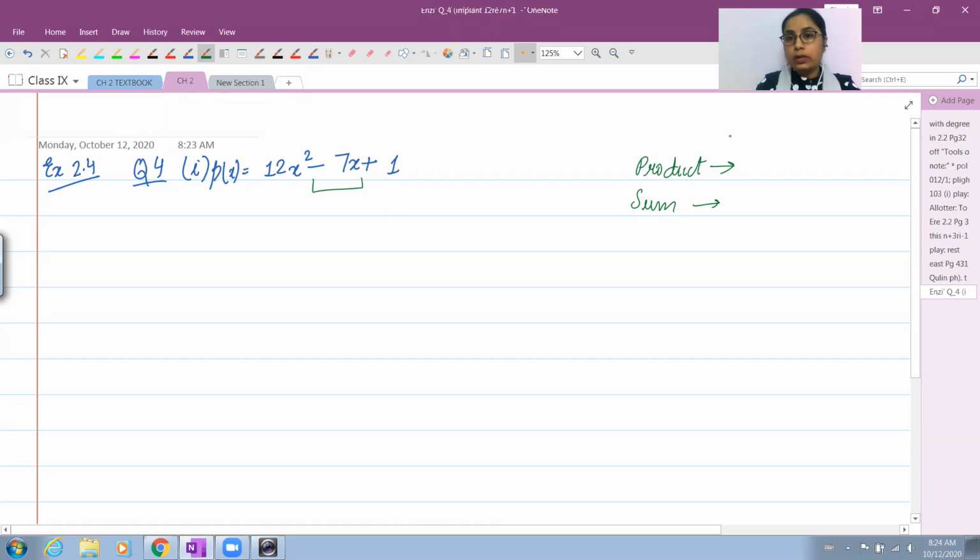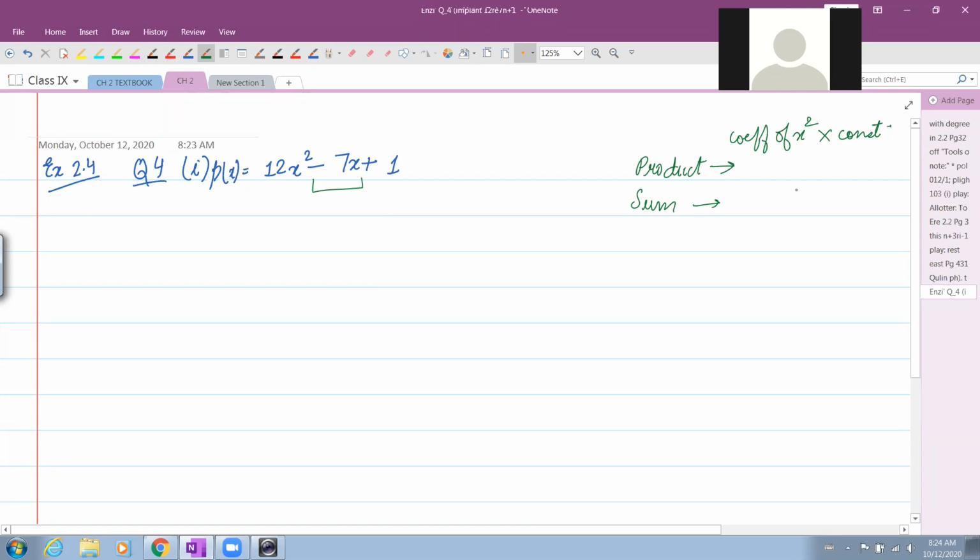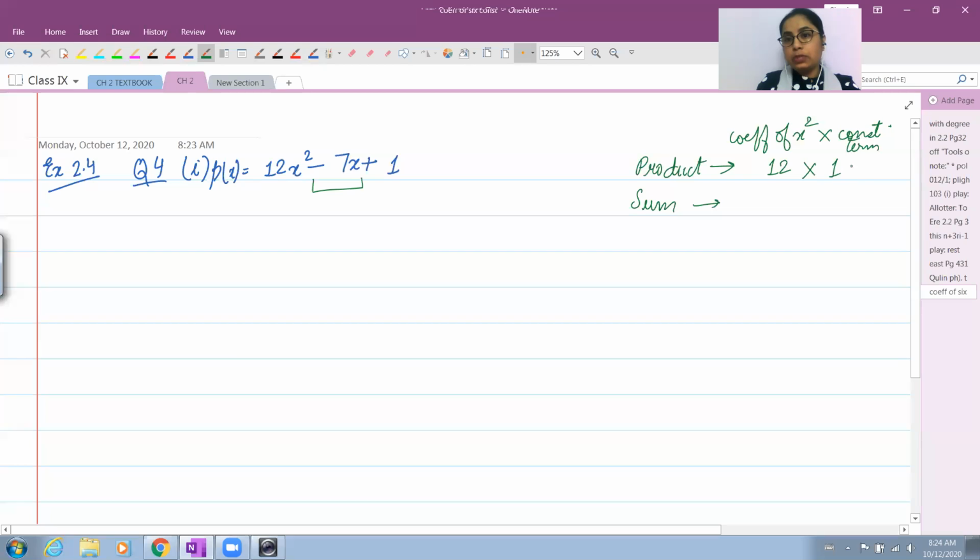So the product is calculated by taking the coefficient of x square multiplied with the constant term, and you have to take them with their signs. So product should be equal to the coefficient of x square, which is 12, multiplied with the constant term, which is 1, and the product becomes 12 here. I am looking for a pair of values, so I'll be looking for the factors of 12. I need a specific pair of factors whose sum should be given by the coefficient of x. That's my middle term. This is actually -7. Remember, you have to take the signs along with these.